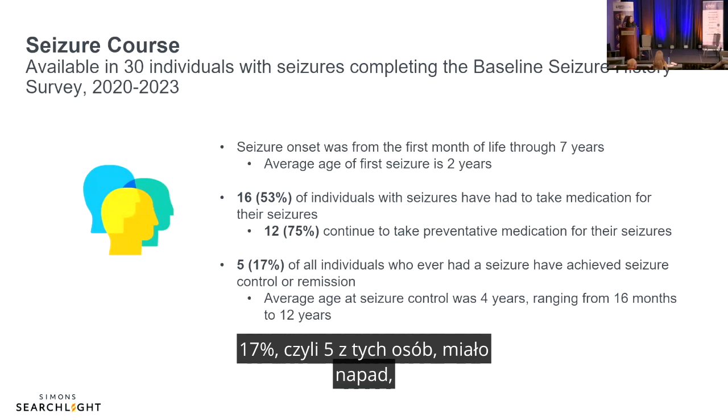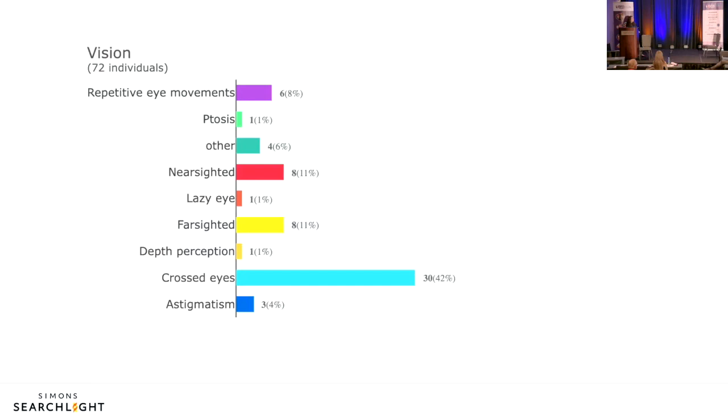17%, meaning 5 of these individuals, had a seizure. They actually were able to control them. And it did take about 4 years for that to happen. And it could take a little bit longer.